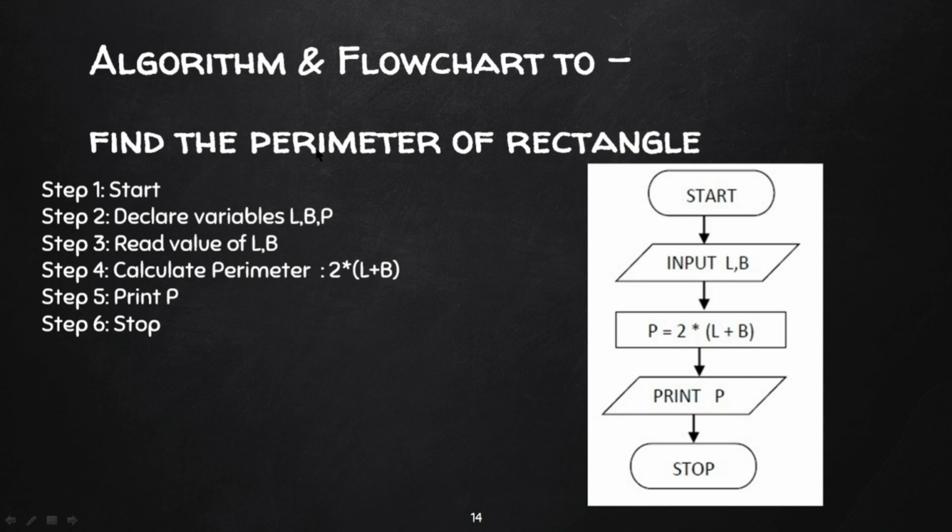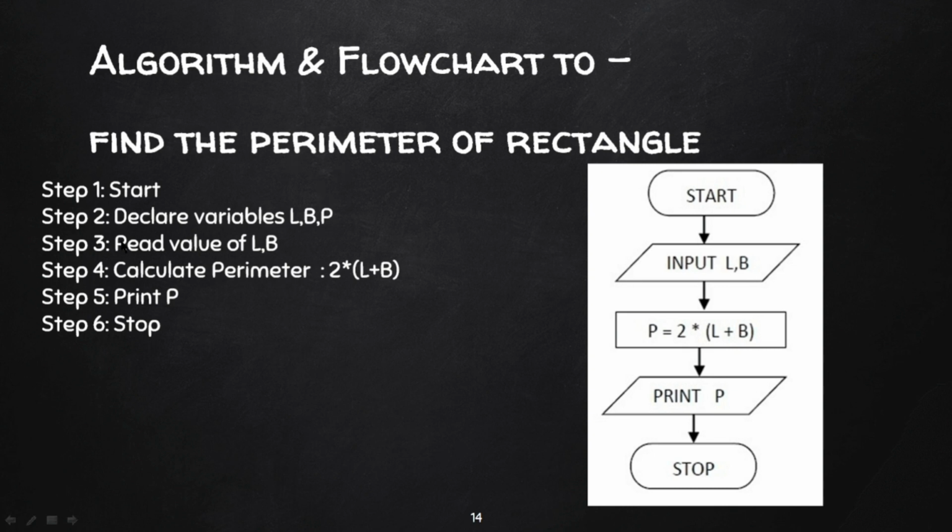In the previous program we needed two numbers. In this program we need a length value and a breadth value, two values. So let's start. First step, start, and then declare variables L, B, length and breadth, to store the values of length and breadth, and P because we have to calculate the perimeter.